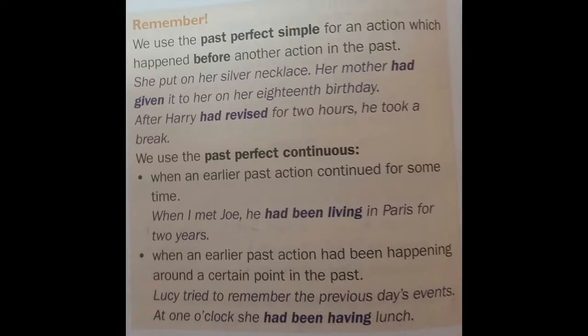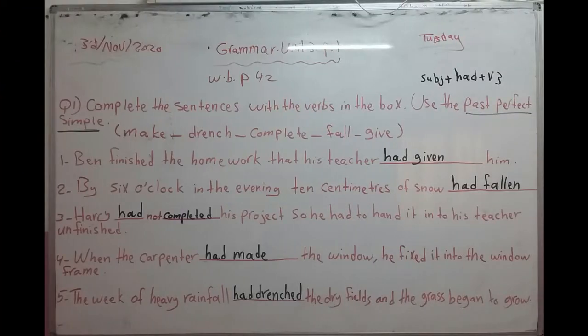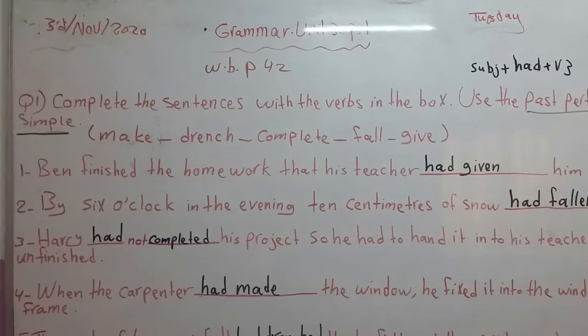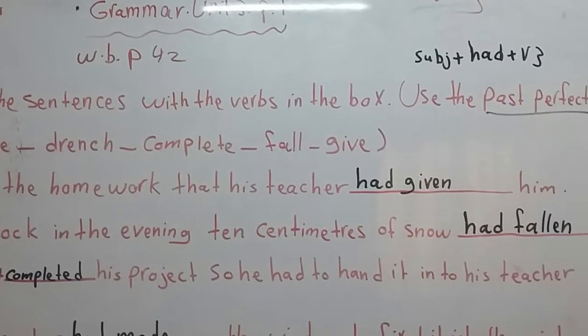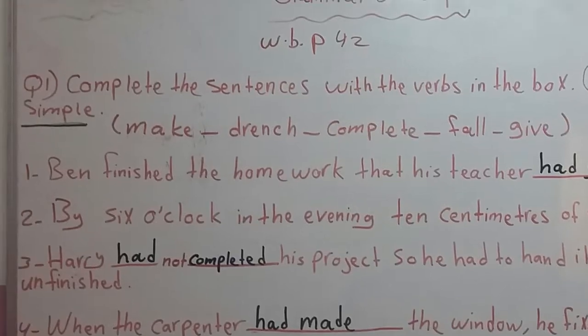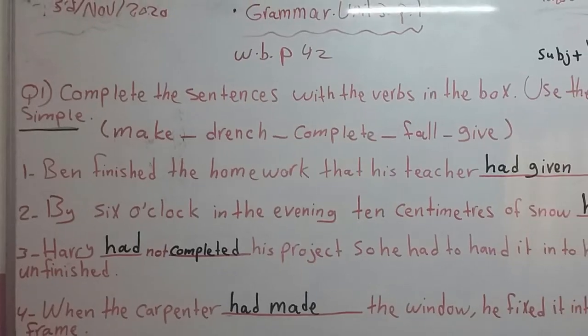Okay, now let's go to the exercises. Let's go to exercise number 1, workbook page 42, revision. بحكي لنا السؤال: complete the sentences with the verbs in the box. Use past perfect simple. الأسئلة كتير سهلة. ما خلطوا لي بين ال past perfect simple وال past perfect continuous. كل تمرين إله لحاله، يعني ال past perfect simple إله تمرين خاص فيه, and past perfect continuous has its own exercise.